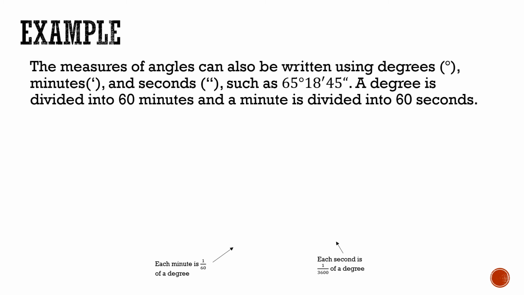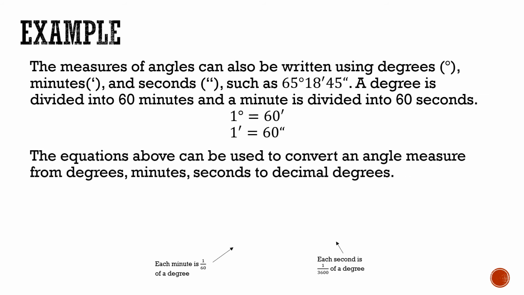The measures of an angle can also be written using degrees, minutes, and seconds, such as 65 degrees, 18 minutes, and 45 seconds. A degree is divided into 60 minutes, and a minute is divided into 60 seconds. Remember that every 1 degree is equal to 60 minutes, and every 1 minute is equal to 60 seconds. The equation above can be used to convert an angle measured in degrees, minutes, seconds to decimal degrees.